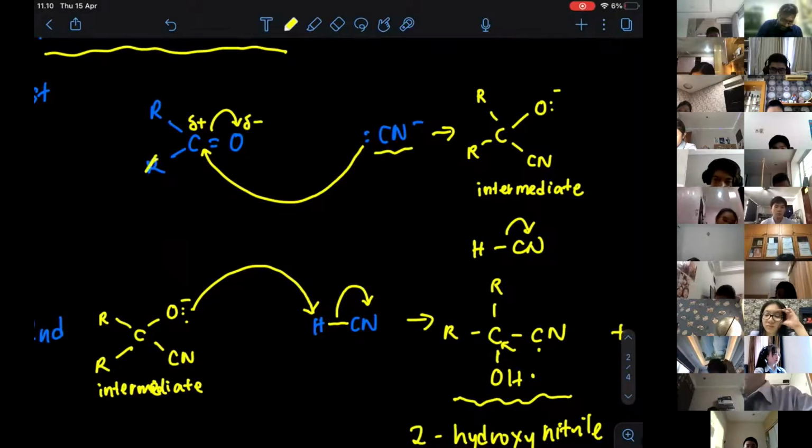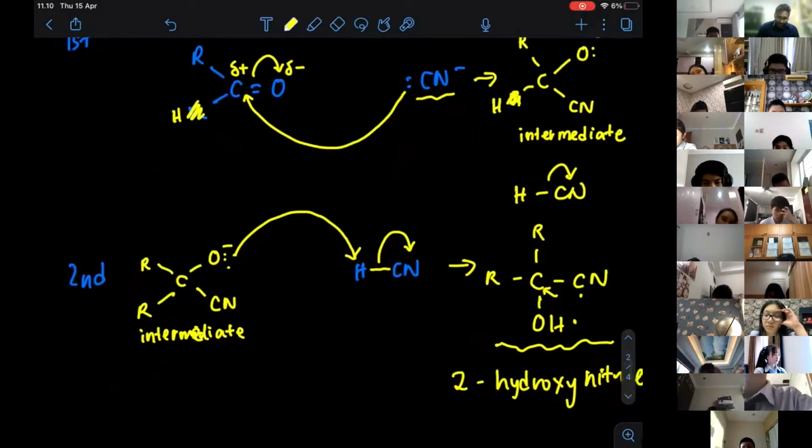Now you do the same thing if it is an aldehyde. If it is an aldehyde, what will happen? Just change this into hydrogen.